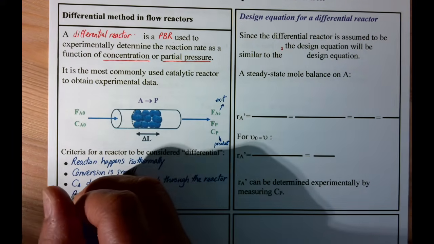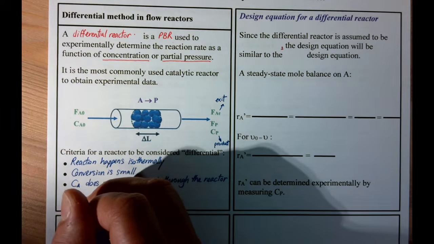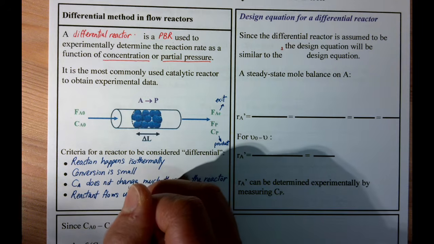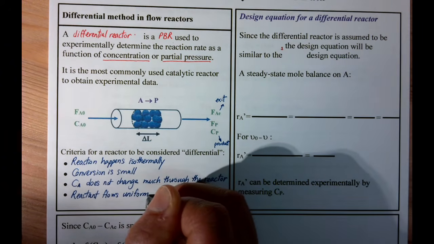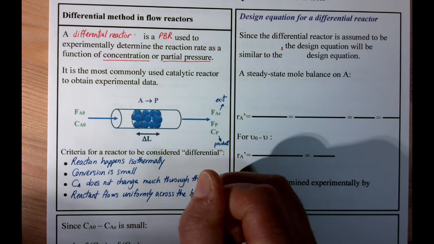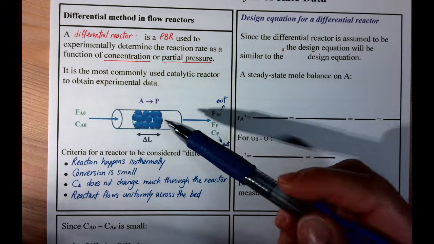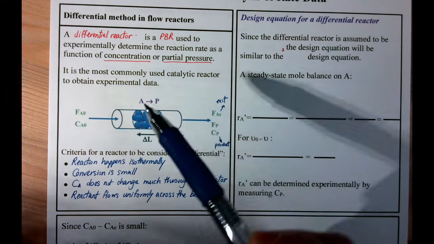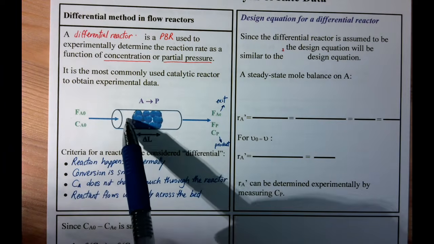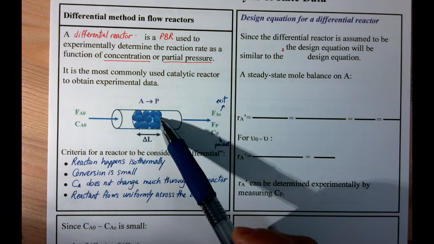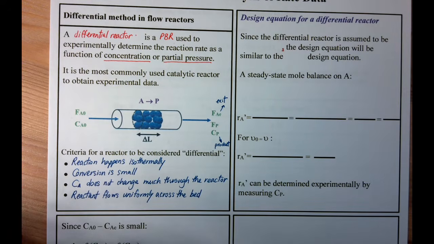And another important point is that the reactant flows uniformly across the bed. We want there to be uniform contact between the reactant molecules and the entire bed. We don't want them to channel through preferential pathways and not be in contact with other parts of the catalyst bed. We want the flow to be very uniform throughout the entire bed.